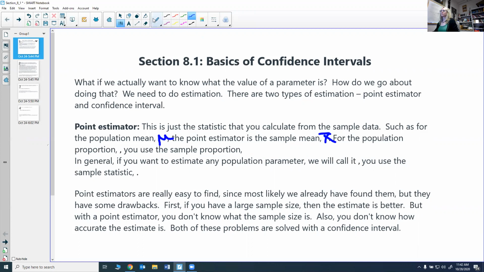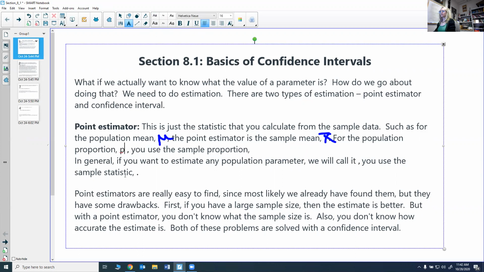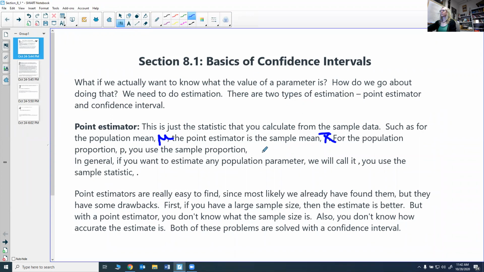For the population proportion, the symbol for that is just P. So we just have a P for that symbol. And then you use what we call the sample proportion. And the symbol for the sample proportion, because we're using P for the population proportion and we don't have a Greek letter, is P with a little hat on top of it.